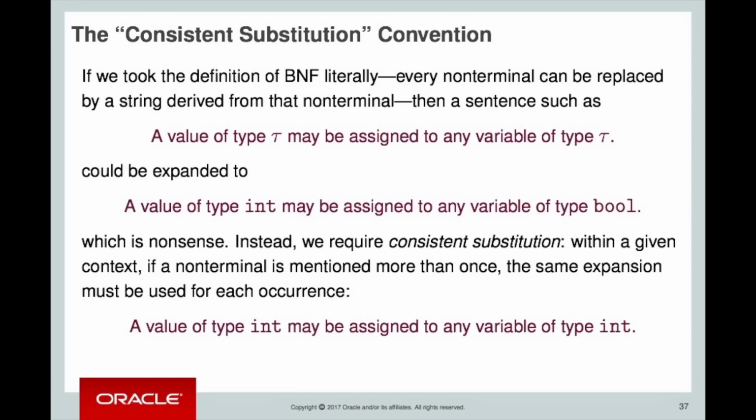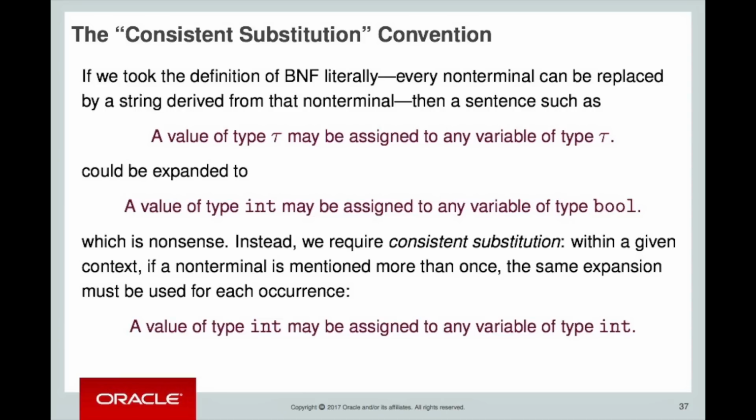Now, two other conventions have come into play in the use of BNF, and I'm going to discuss these fairly explicitly. If we took the definition of BNF literally, which means that wherever you see a non-terminal, you can replace it with a string derived from that non-terminal, then if we add a sentence such as, a value of type ta may be assigned to any variable of type ta. Great. We see the first ta and we expand it to int, we see the second ta, we expand it to bool, and we see a value of type int may be assigned to any variable of type bool. Cool. Not what we want.